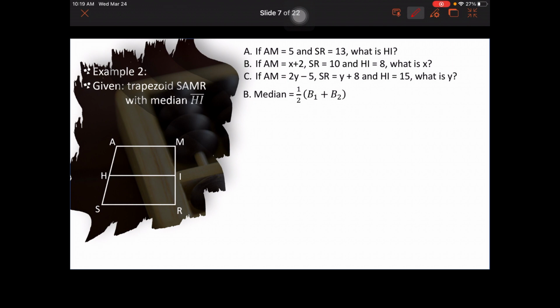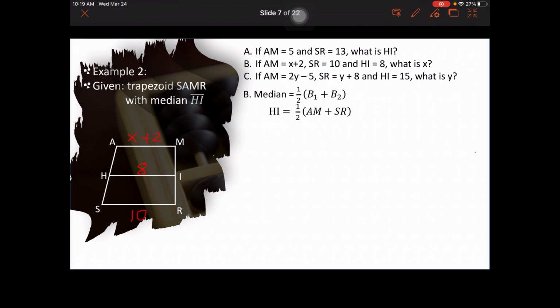We have the segment AM is equal to x plus 2. And then SR, segment SR is 10. And then the HI is 8. Then we're going to find for the value of x. Then the same formula pa din. Median is equal to 1/2 times the sum of the two bases.